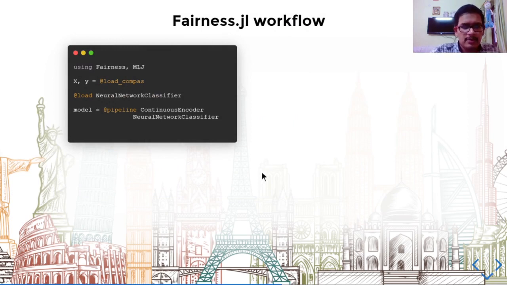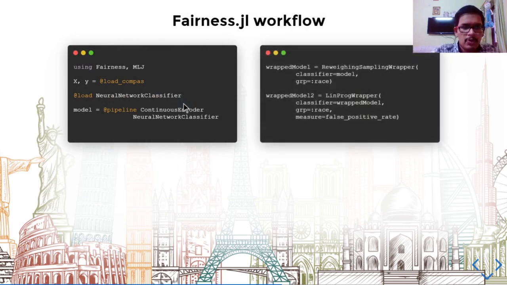Now, let's see a typical Fairness.jl workflow. We import the required libraries, load the COMPAS dataset, which is a criminal justice dataset for predicting recidivism. And we import a neural network. Then we can wrap the base classifier and also specify the protected attribute. Now we can again wrap the model with another fairness algorithm by a similar procedure of specifying the classifier that we have just wrapped above, and again providing the protected attribute.